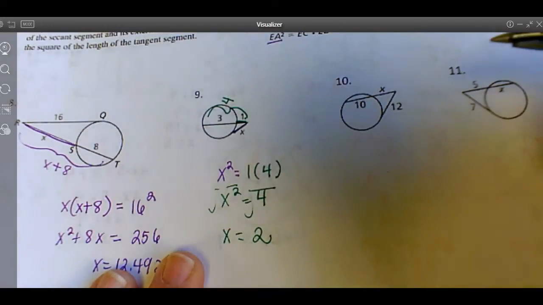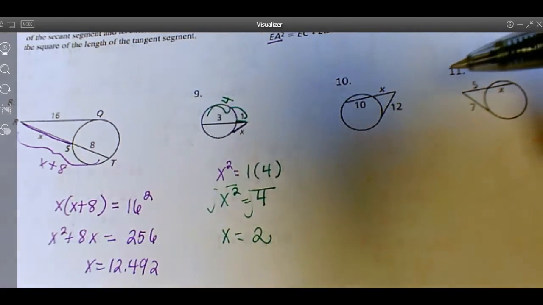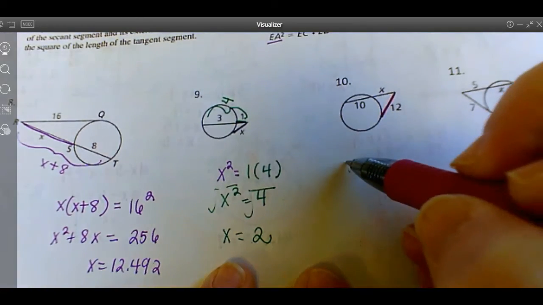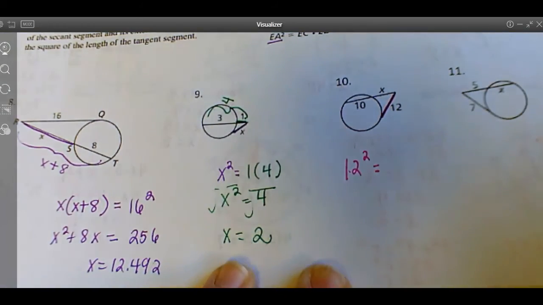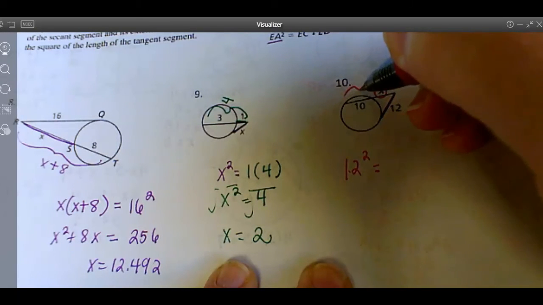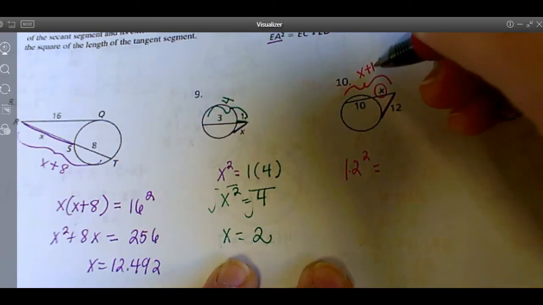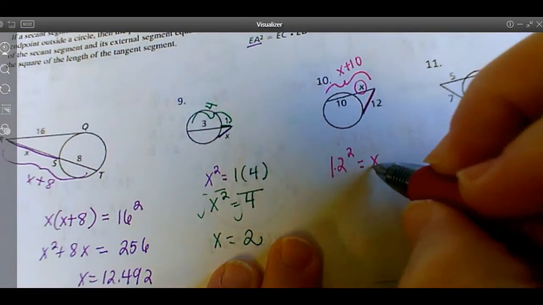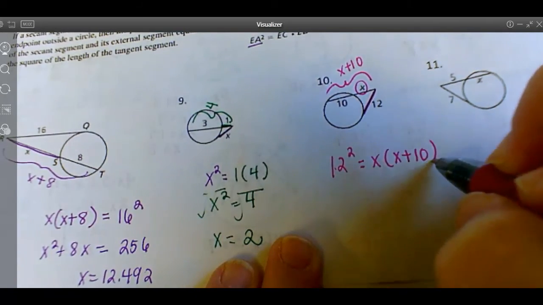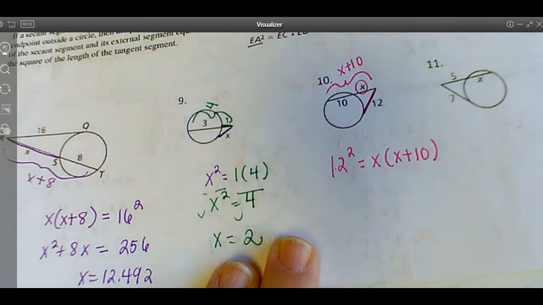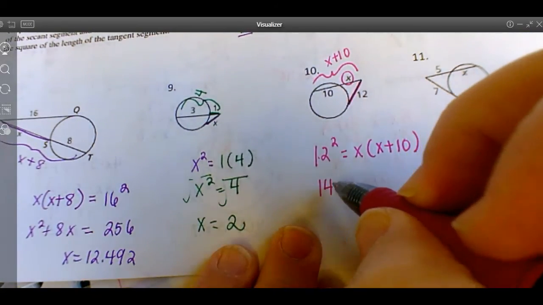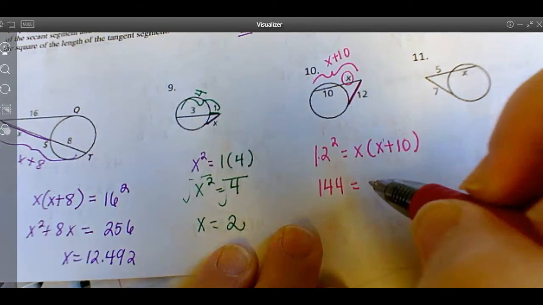Okay, let's look at number 10. The part outside, or the tangent part, that's the part that will be squared. Here's our x, and here's our x plus 10. So it's going to be x times x plus 10. This one does come out similarly to number 8, and we'll go ahead and do it, but just keep in mind that the one you'll have will not be quite so difficult. X multiplies by that.